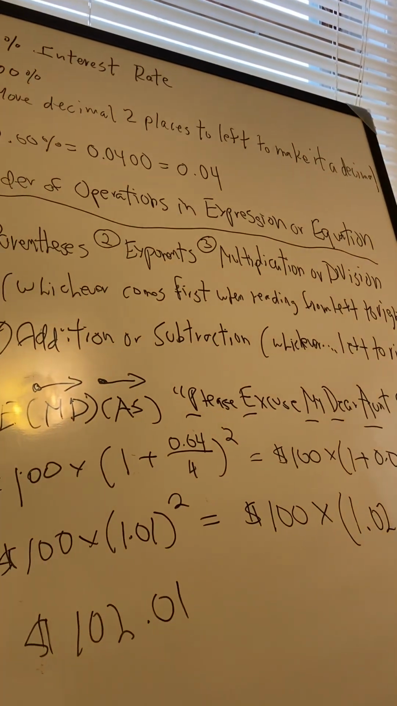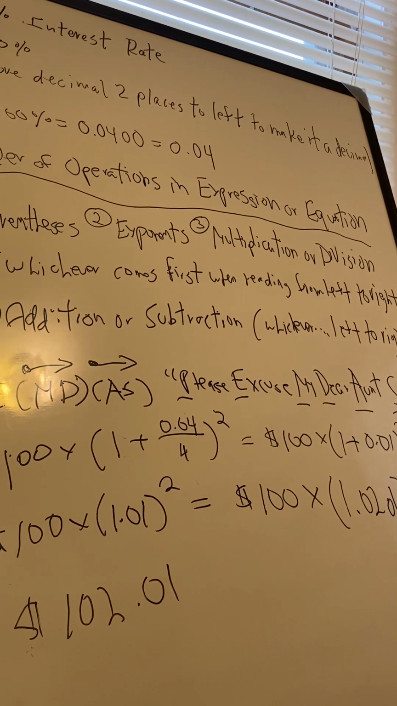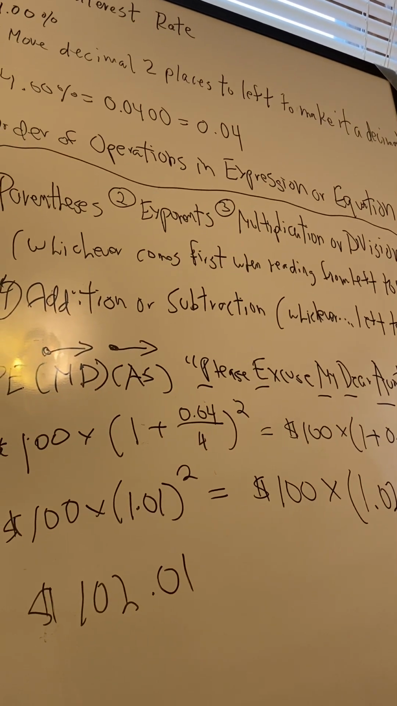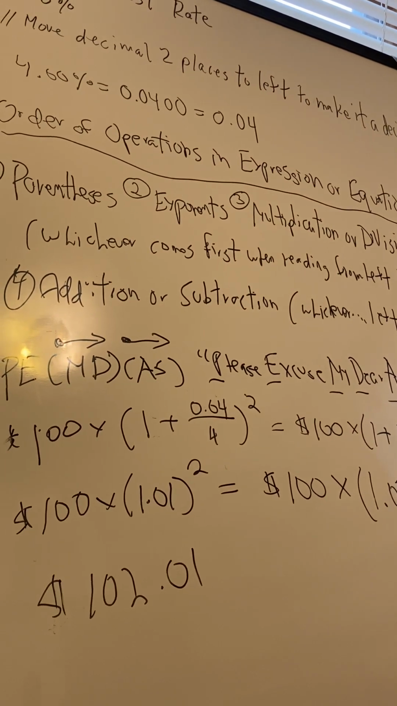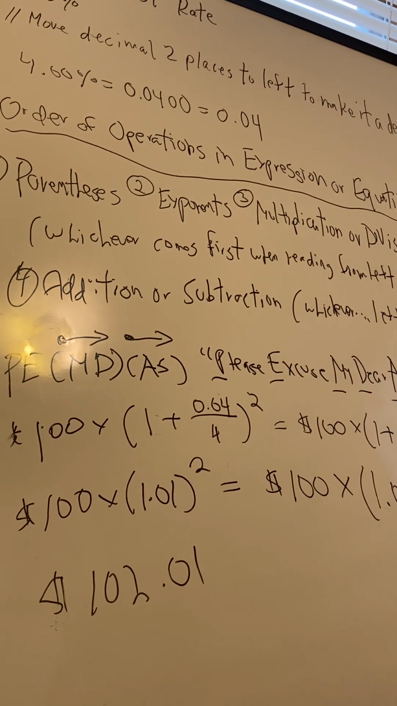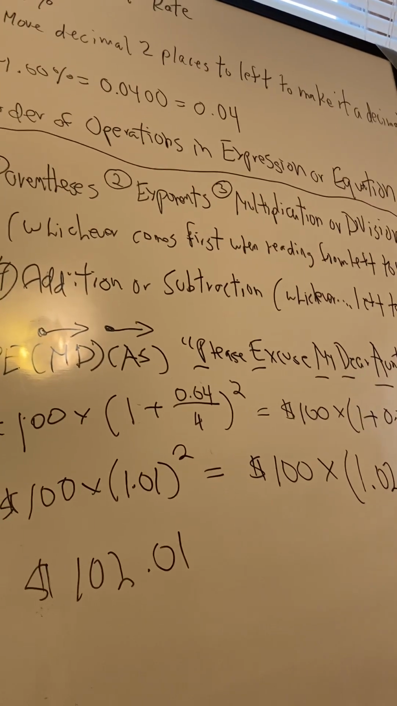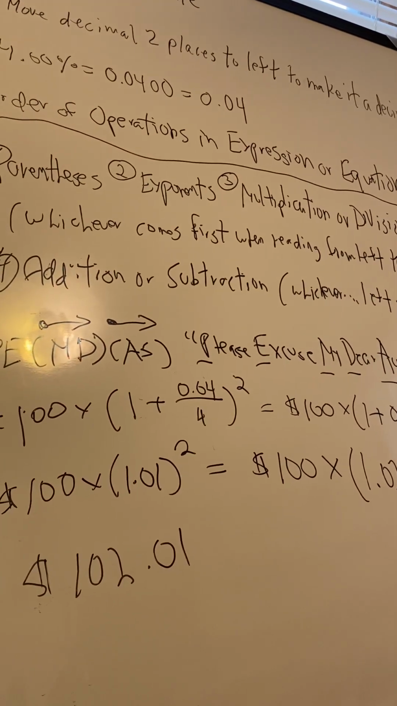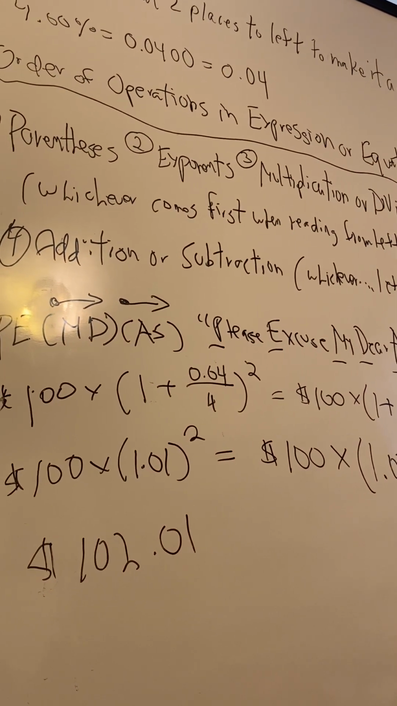And the thing with this is, it's whichever comes first when reading from left to right, whether it's your expression or your equation. So just because it's multiplication, if division is the first thing that you run into after there are no more parentheses or exponents, you would do division before multiplication. And then the same thing goes with addition or subtraction. We do whichever one of those comes first when reading the equation from left to right. So there's 4 different levels: parentheses, exponents, then multiplication or division, then addition or subtraction.